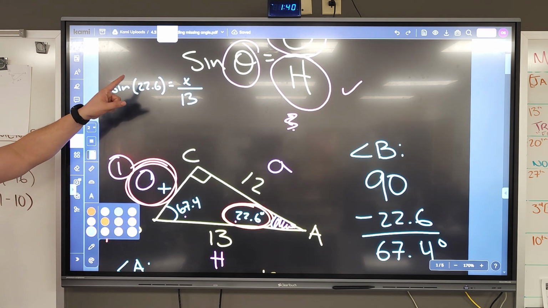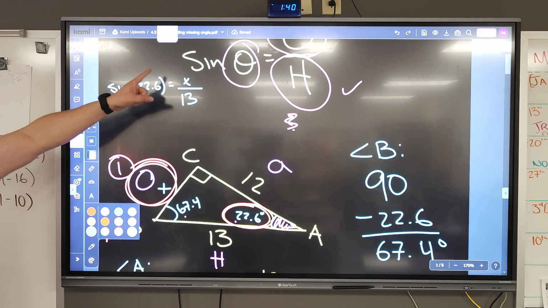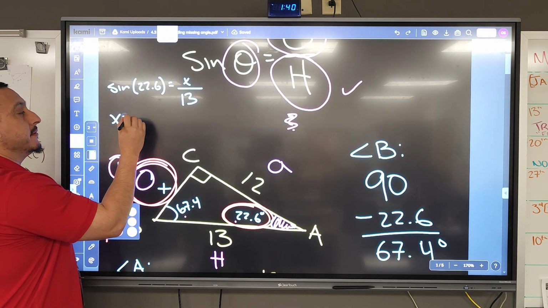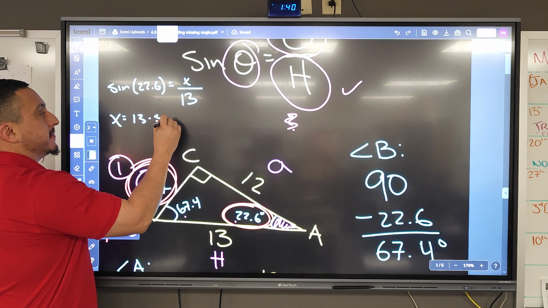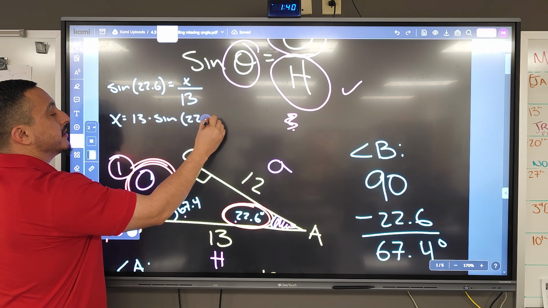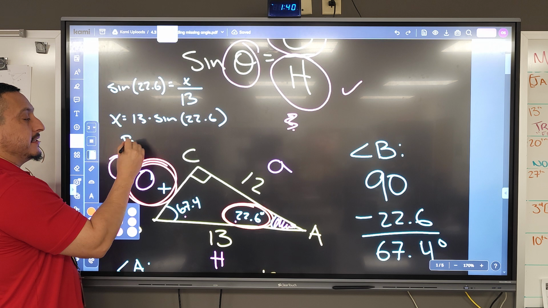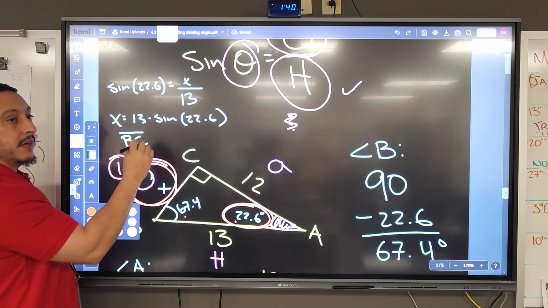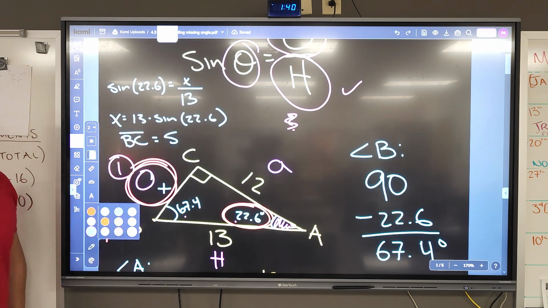See, I know two things. I know the angle, I know the side. Two things. So I just solve this. So X equals 13 times sine 22.6. And so side BC, which is what I was really looking for, ends up being 5. And there's all my sides. Okay, it's complete. Any questions right now, guys?